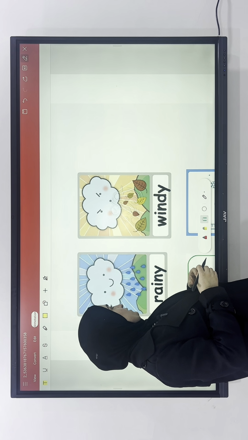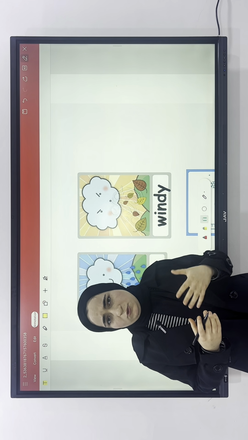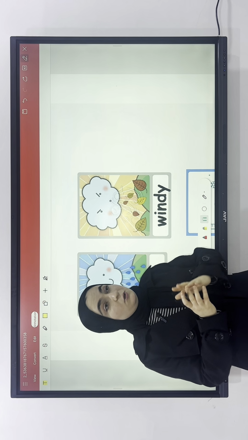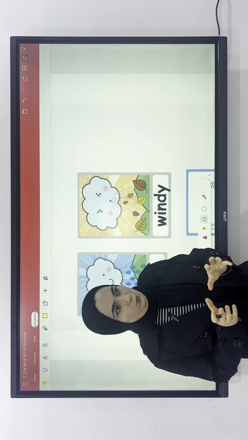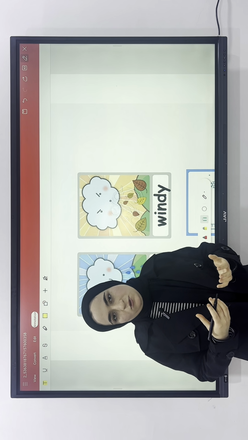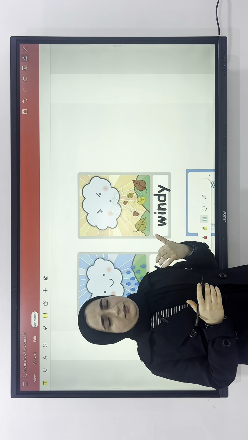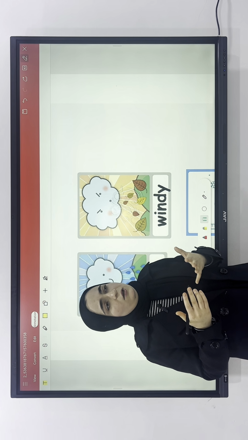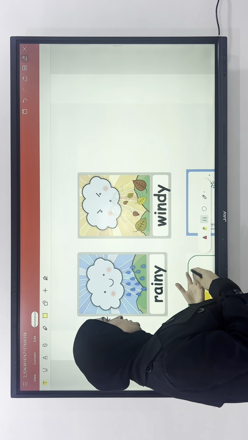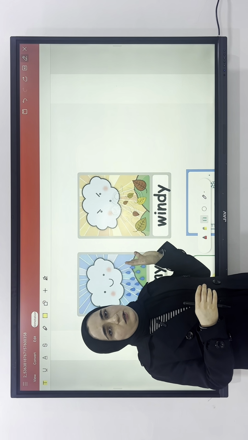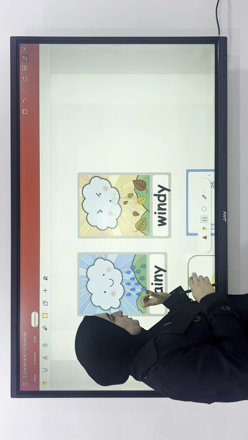Okay, and then what do we do if the weather is rainy? Do we go outside? Do we go to the swimming pool? No. If the weather is rainy, we usually stay at home. We do the activities that we do at home, not going outside. For example, reading a book or drawing, painting, and then we play inside. These are the activities that we do if the weather is rainy.